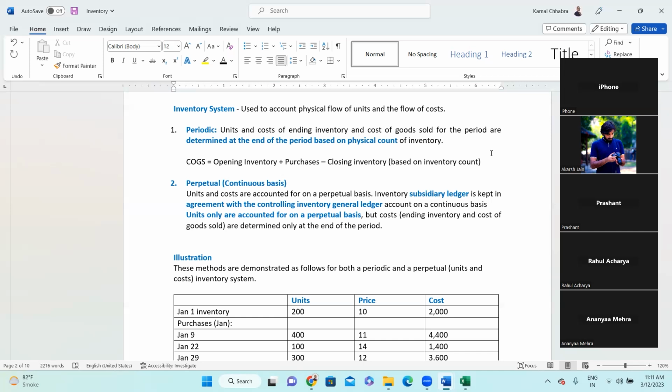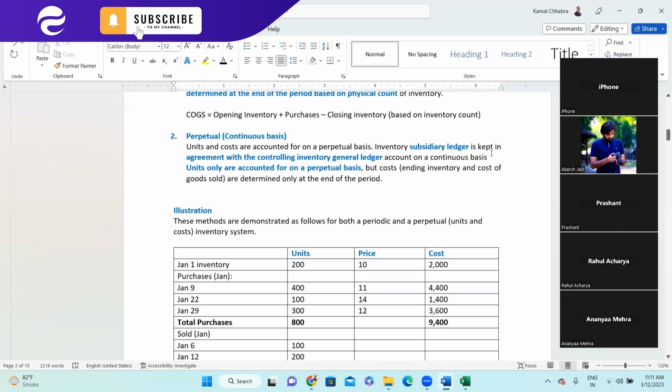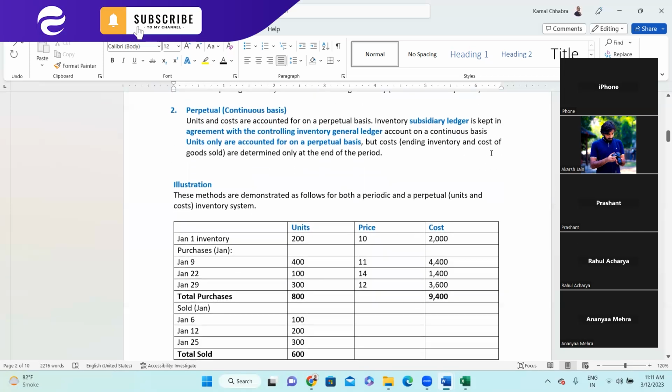Okay. So second is perpetual system. Like we discussed earlier, it is a continuous maintenance of accounting record. So unit and cost are accounted for on a perpetual basis. Inventory subledger is being maintained. Do you know what is subledger and general ledger? Do you have any idea what is subledger and what is general ledger?